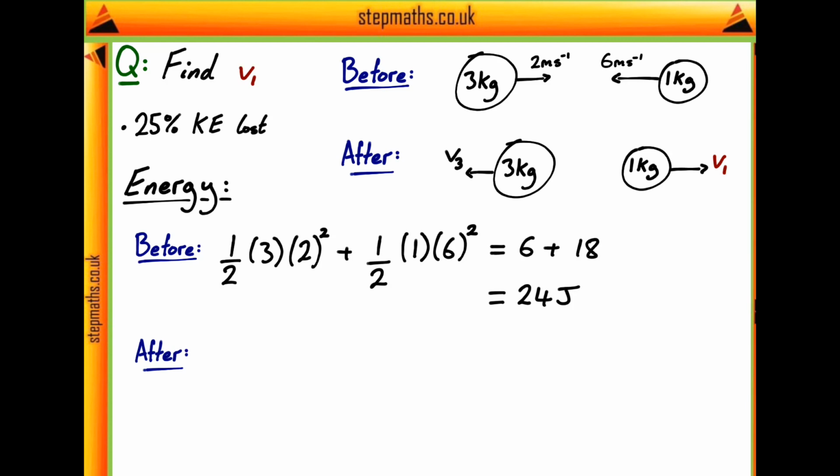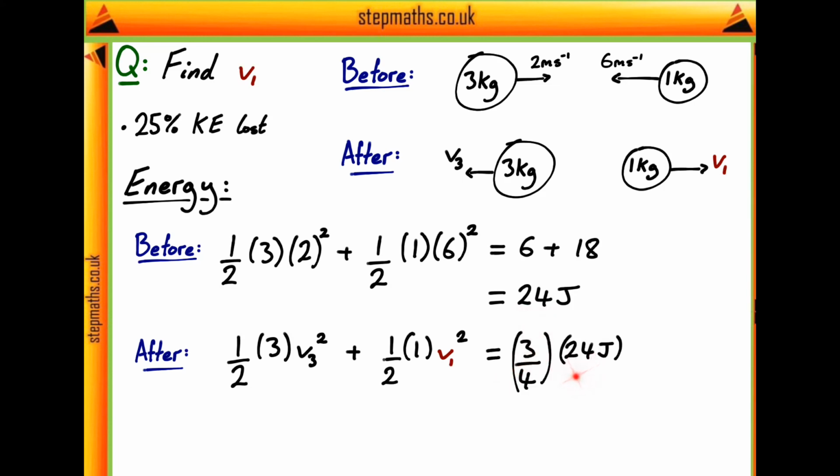Now what we can do then is look at the energy after the collision. Here the kinetic energies are just going to be a half multiplied by the mass of each multiplied by their velocities squared. Now this isn't going to be equal to our 24 joules because we're told that 25% of our kinetic energy is lost. So it's going to be equal to 75% of our 24 joules, or 3/4 of it. Going through and simplifying this a little bit, we find this equation here, that 3 over 2 multiplied by v3 squared plus a half of v1 squared is just equal to 18 joules.